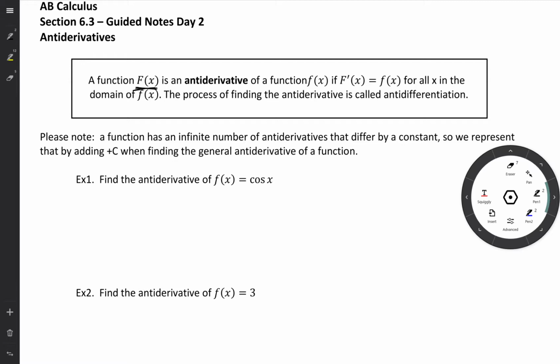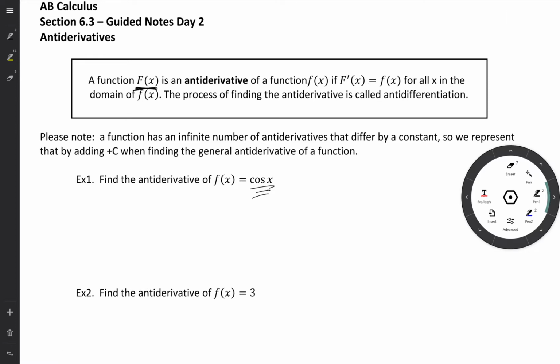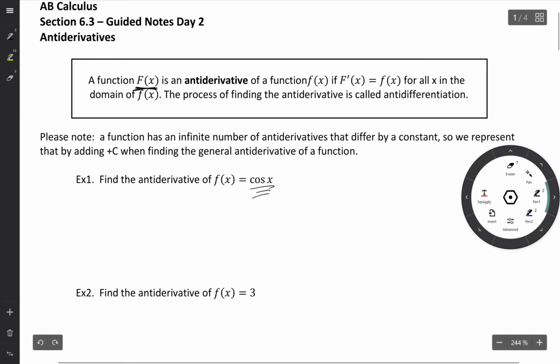So let's just start off right away. A lot of this is kind of guess and check until you start to remember the rules, just like it is with derivatives when we started them. If we want to find the antiderivative of cosine of x, what we want to do is think, well, what function's derivative was cosine of x? And the answer is sine of x. So we know that big F of x is equal to sine of x plus some constant c. And that is your antiderivative, sine of x plus c.